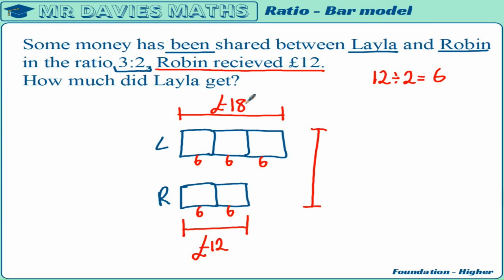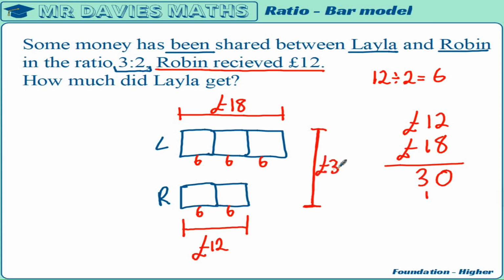The question doesn't ask it, but to be fair, I could probably figure out what the total was now, because if Robin ended up with £12 and Layla ended up with £18, all I need to do is £12 plus £18. 8 plus the 2 is 10. 1 plus 1 is 3. So they actually started off with £30. Let's try another one.